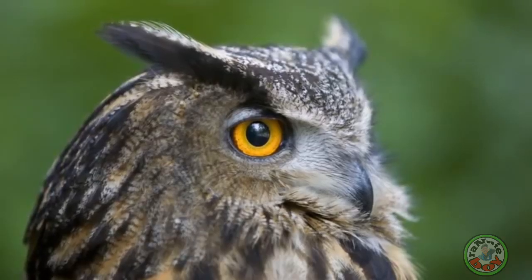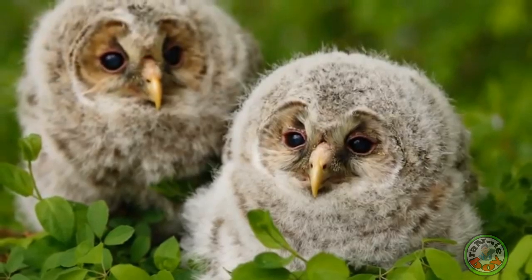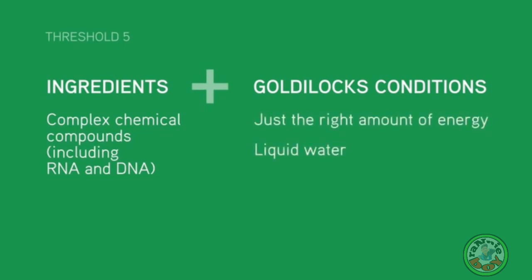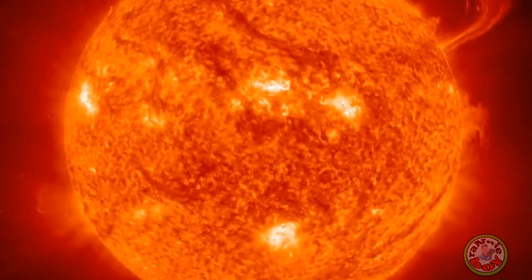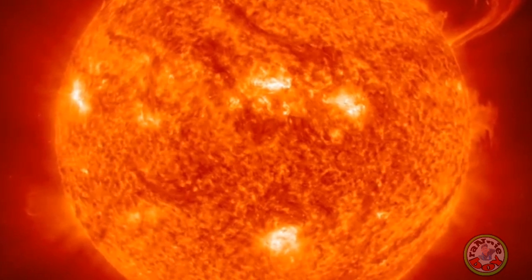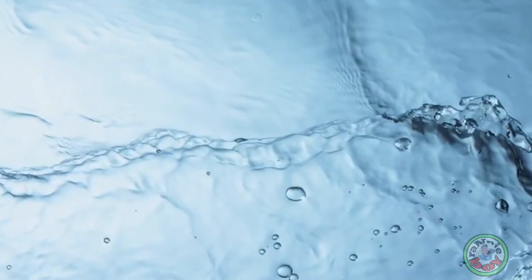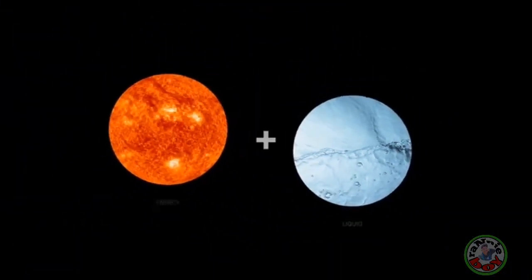Let's consider the ingredients and the Goldilocks conditions needed for life to form. The ingredients are a great variety of complex chemical compounds, including DNA and RNA. Two Goldilocks conditions provide ideal environments for these chemical compounds to combine in many different ways. First, you need energy to fuel those chemical reactions, but not too much, since that would just blast molecules apart. And second, you need a liquid. That's because it's hard for atoms to link up in gases where they are too far apart, or in solids where they can't move very much.